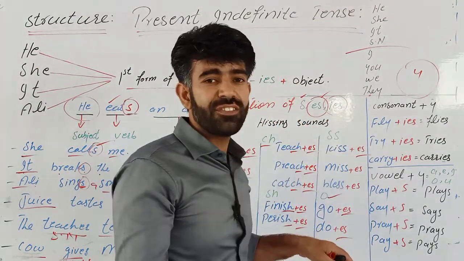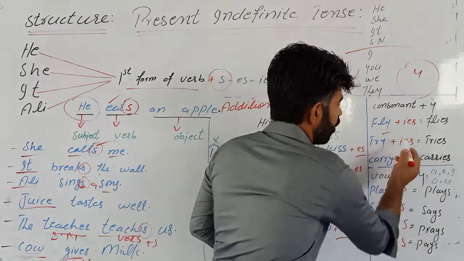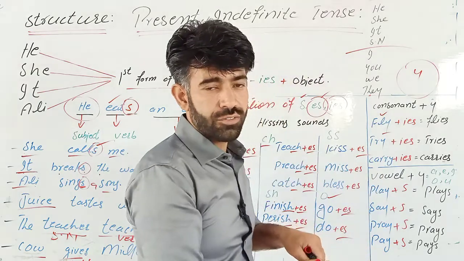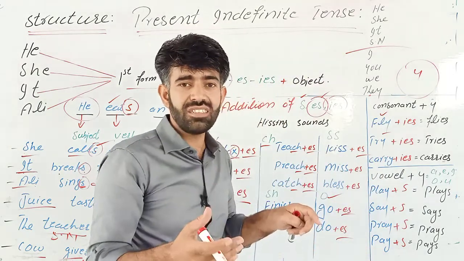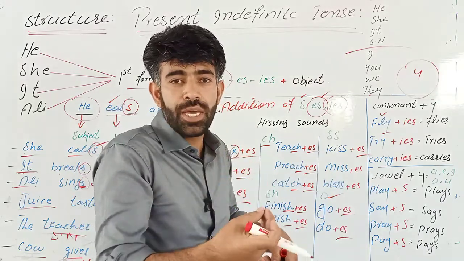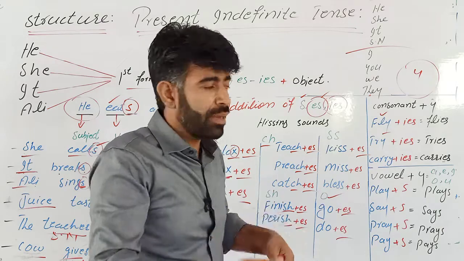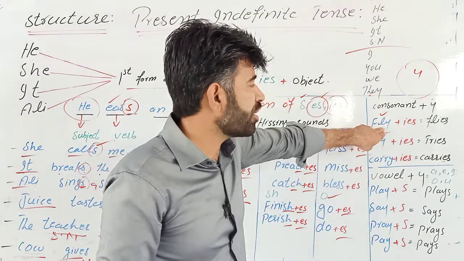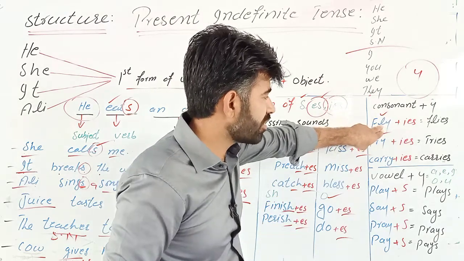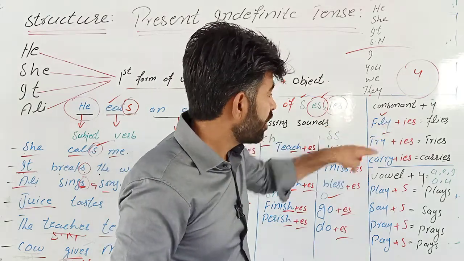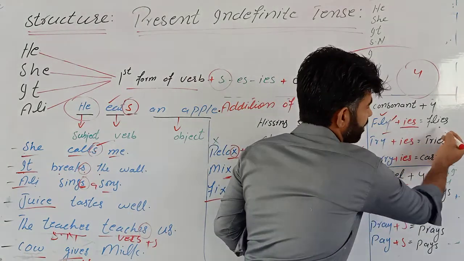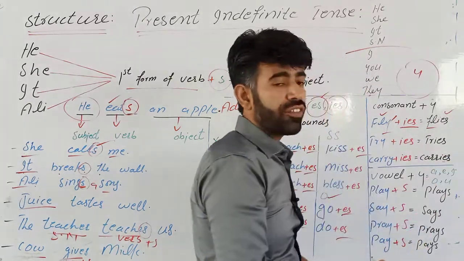If you will have a verb ending with y, but if you will have a consonant before a y, do you know the consonant sounds? Consonant sounds, when the air comes out of our lungs, we stop it. For example, B, P, T, G, there are many. If you will have any of these consonant sounds before y, what do you have to do? You have to drop this y and you have to add ies like this. And here, this is how you have to write it.